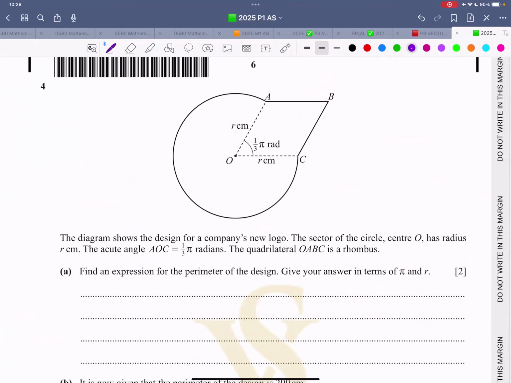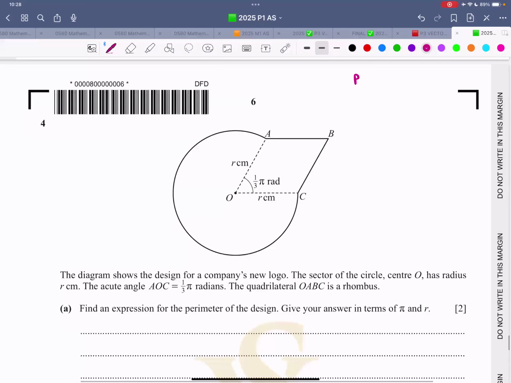Circular measure. Now, in circular measure, what is the first thing that needs to be done? The very first thing is that your calculator should be in radian mode, and you should use all the formulas that you have learned in class.